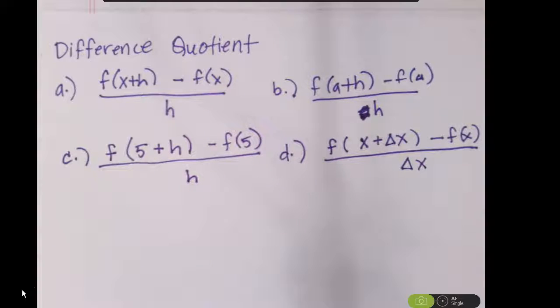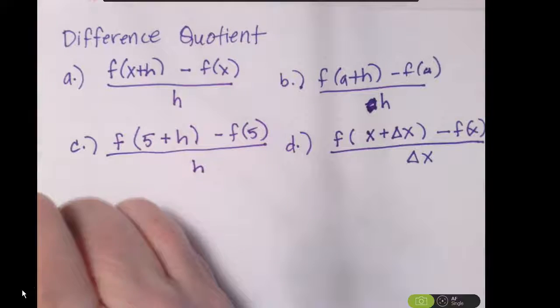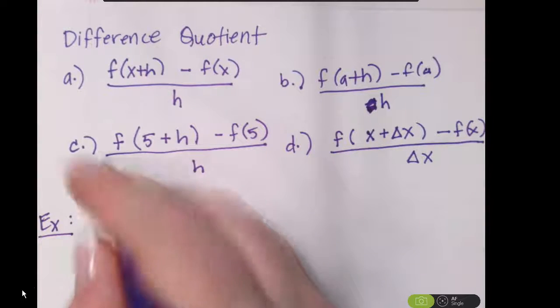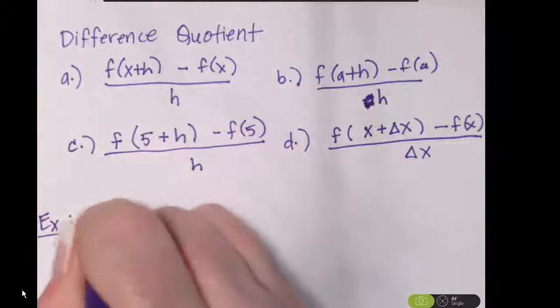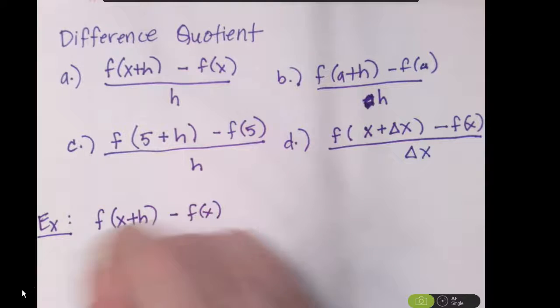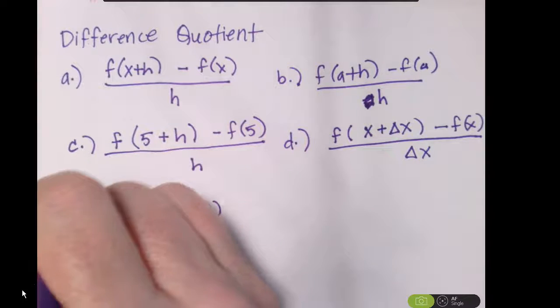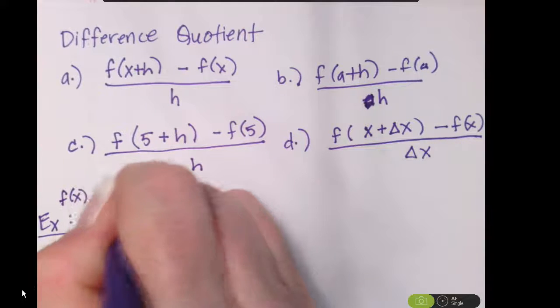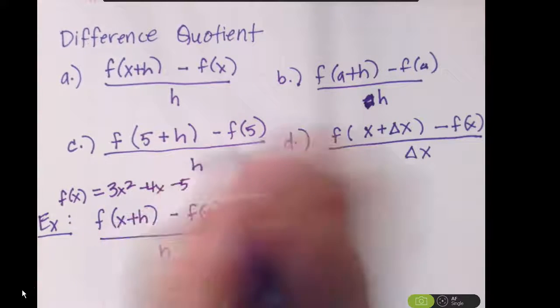So these are just different notations for the difference quotient, and our goal whenever we do one of these is we want our h or our delta x in the denominator to cancel out, and you'll see what I mean in just a moment. So let's take our original example and let's do a difference quotient. So we're going to take f of x plus h minus f of x divided by h. We're going to use our original f of x equals 3x squared minus 4x minus 5.